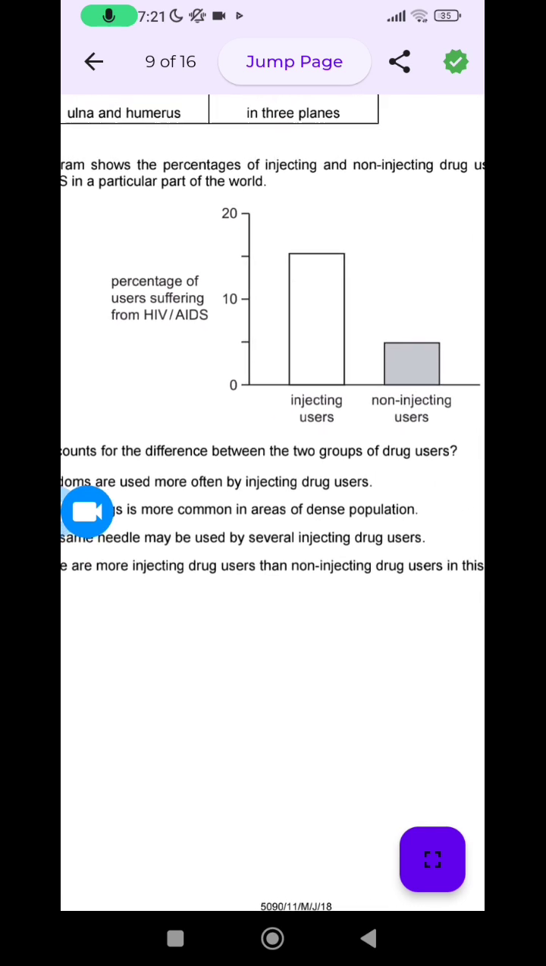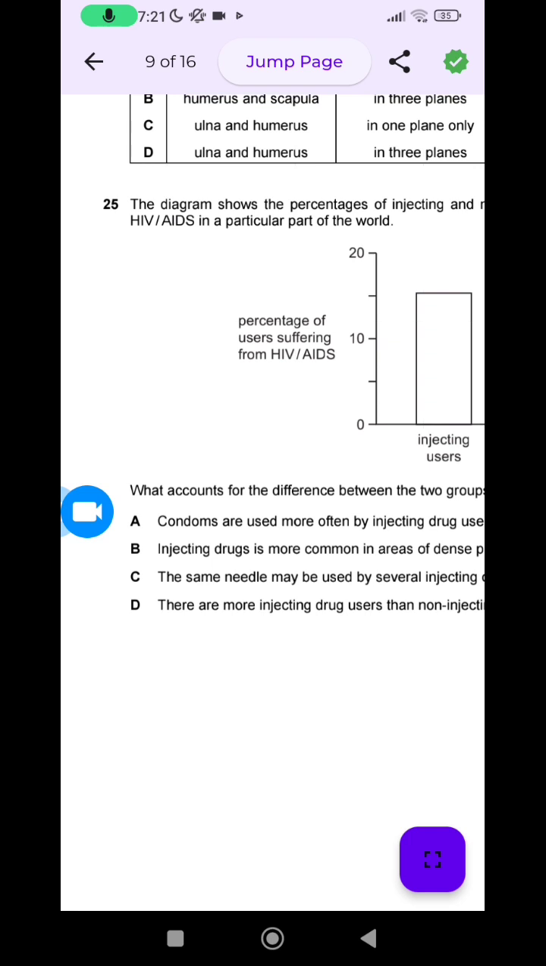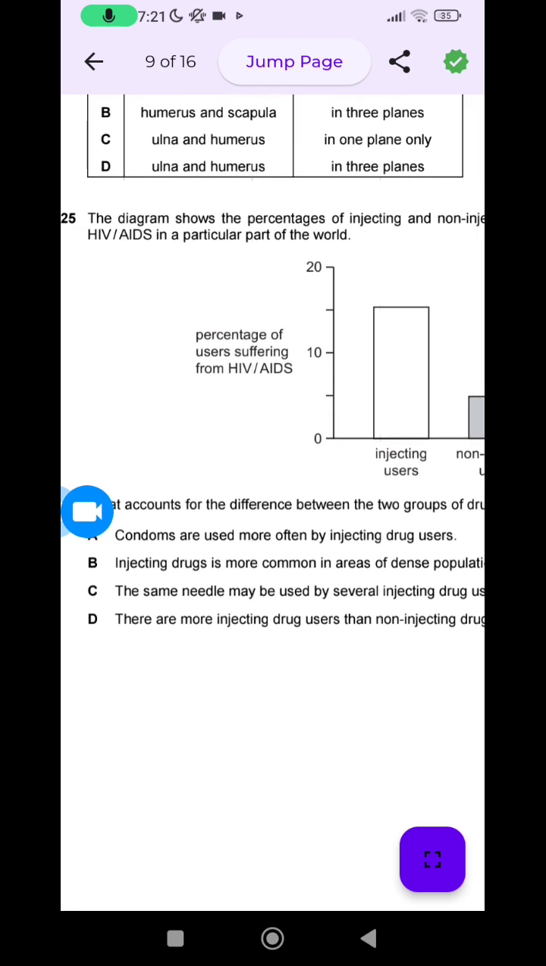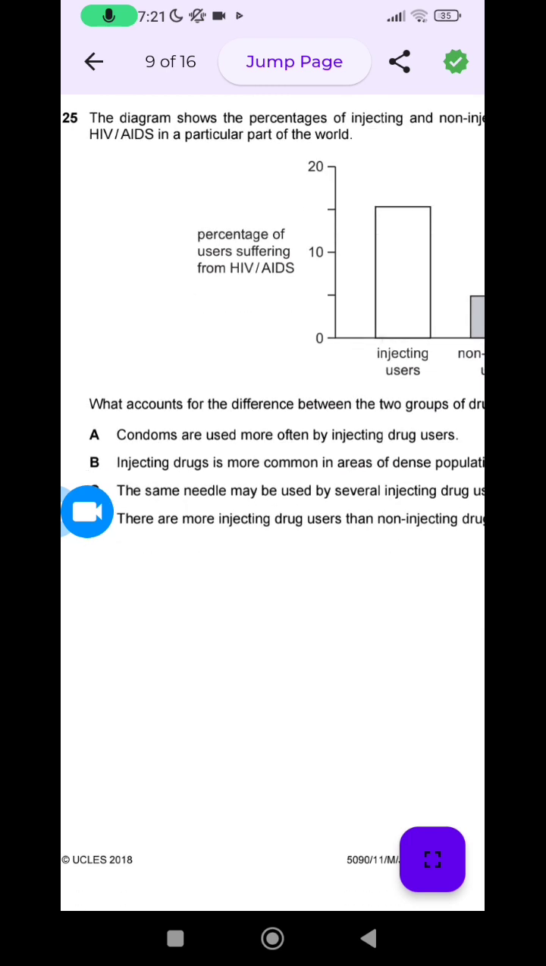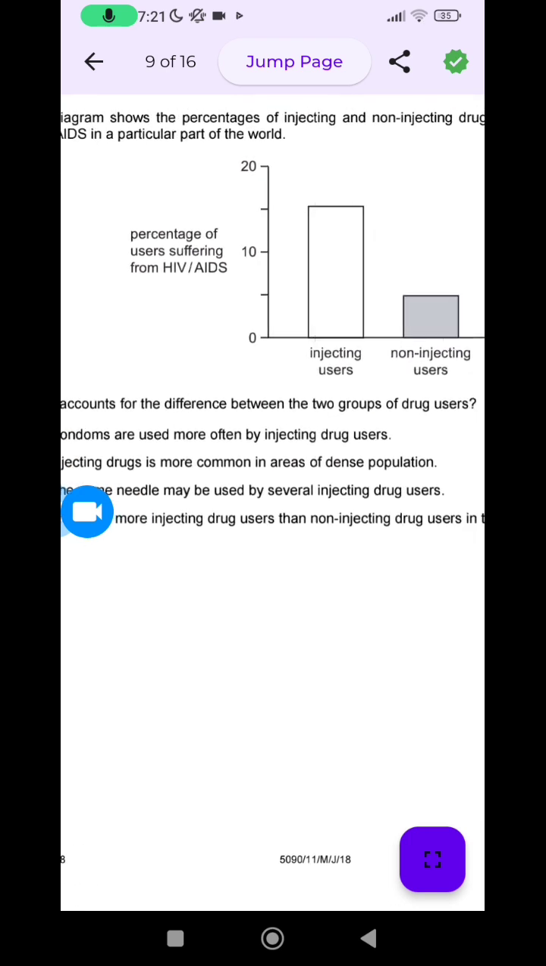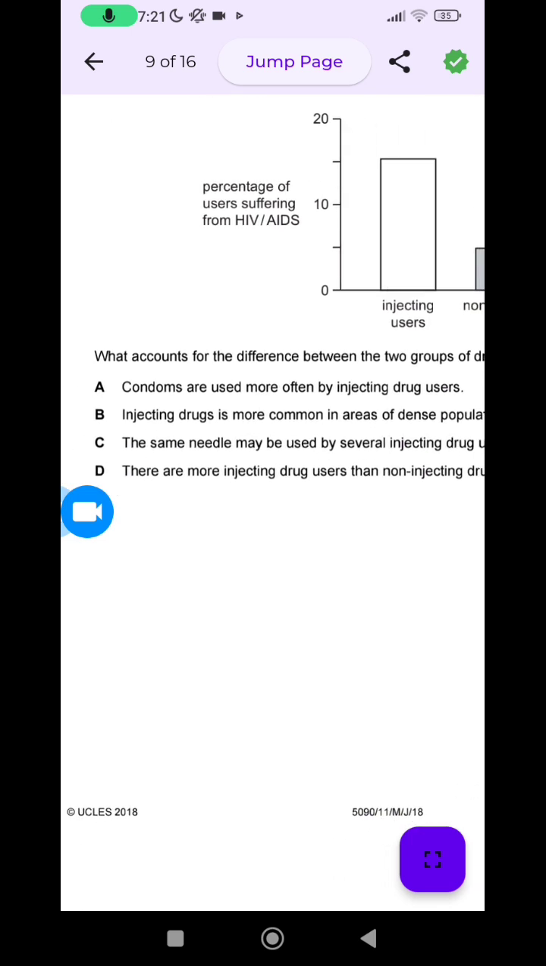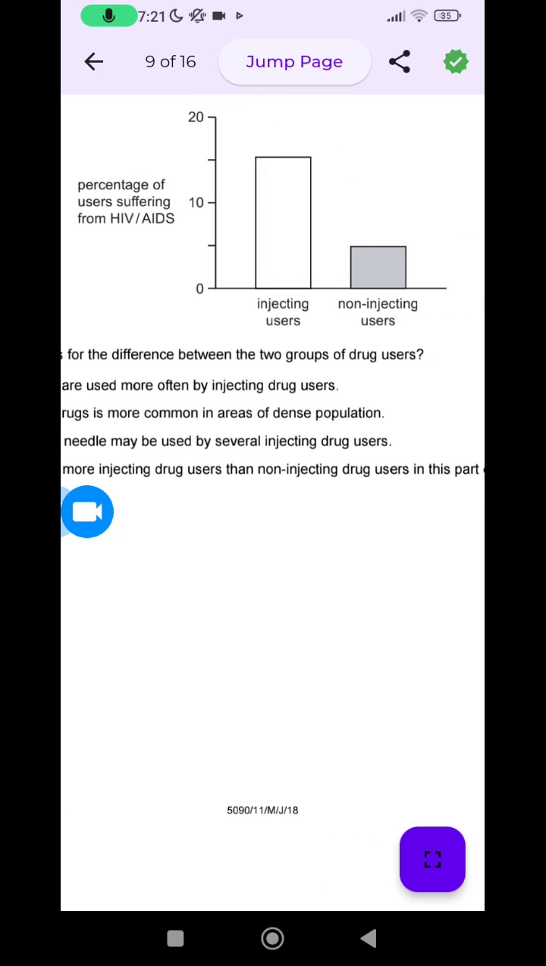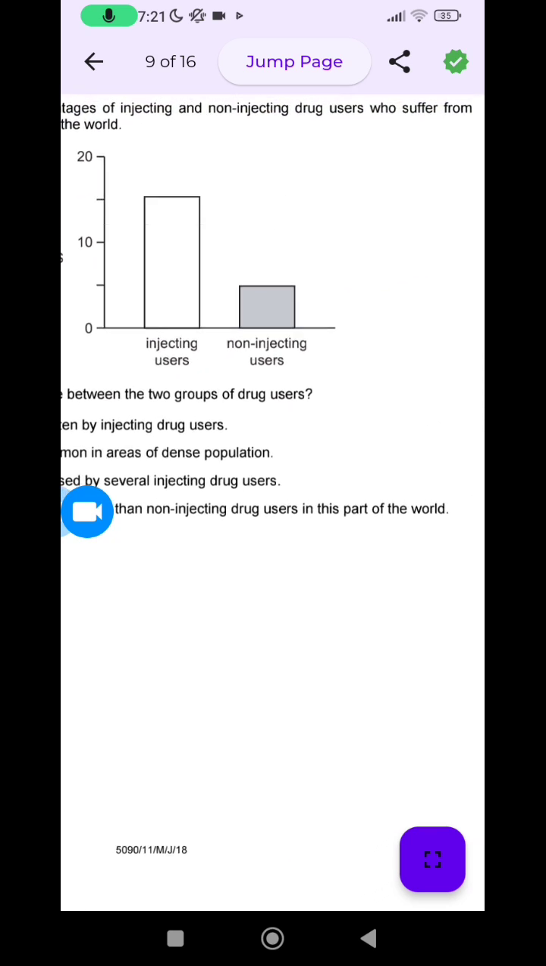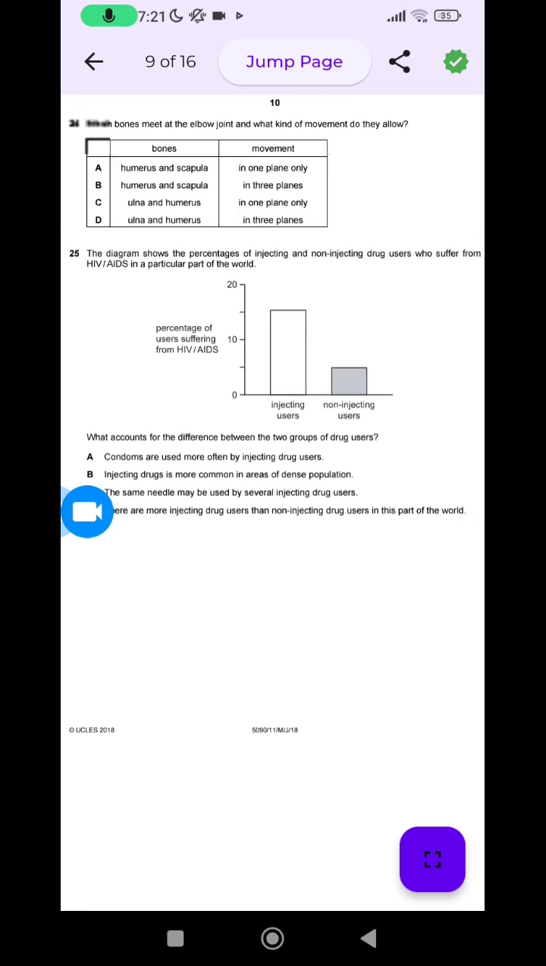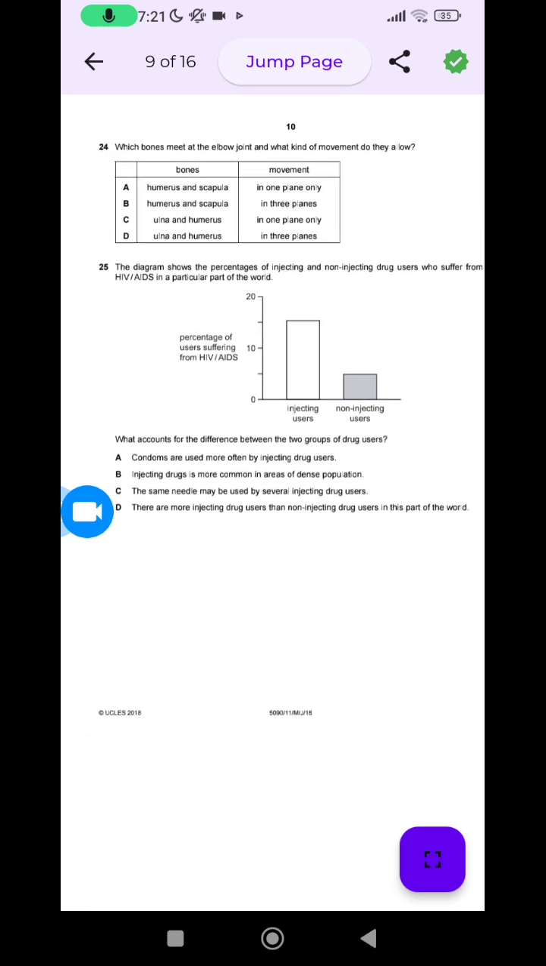Injecting drugs is more common in areas of dense population. Now, this is also not related to our answer. We are talking about using the same needle. The same needle may be used by several injecting drug users. As I said earlier, there must be sharing of injections which results in the spread of HIV. So C is the correct option. There are more injecting drug users than non-injecting drug users in this part of the world. We cannot ourselves assume anything related to the information.